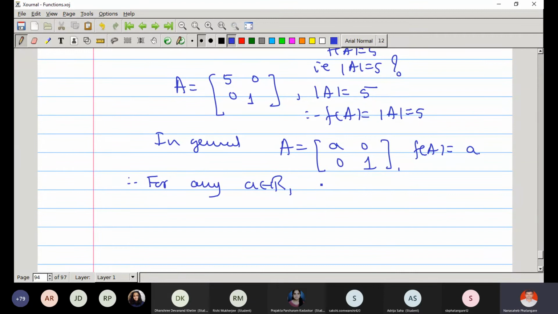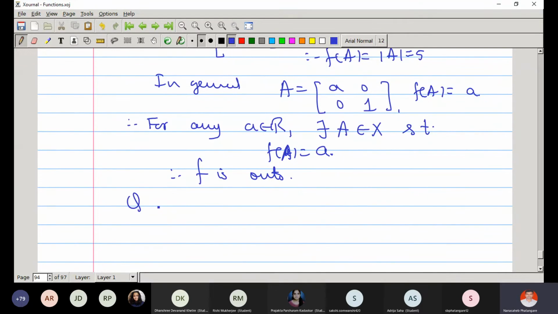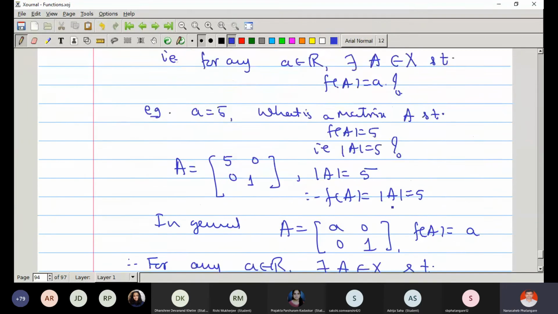For every a belongs to R, there exists a in X such that f of x is equal to a, f of a is equal to small a. Correct? Therefore, f is onto. Now, is f bijective? No, because it is not one-one. So this function cannot be a bijective function.